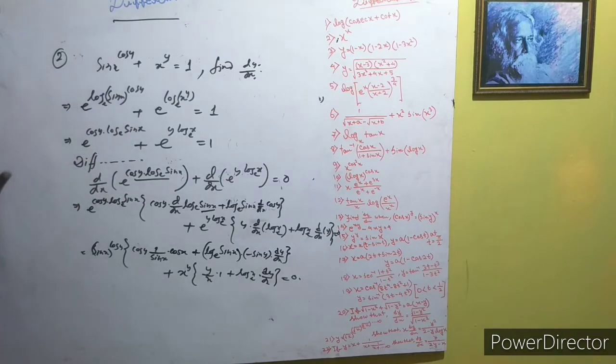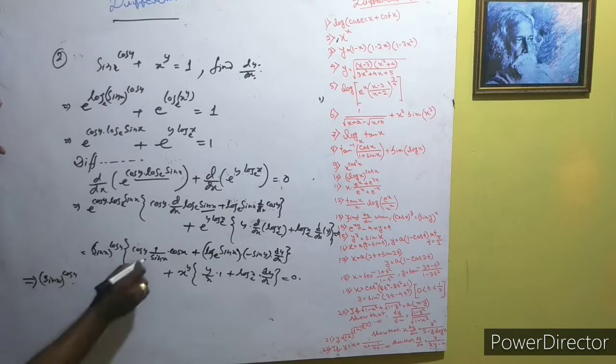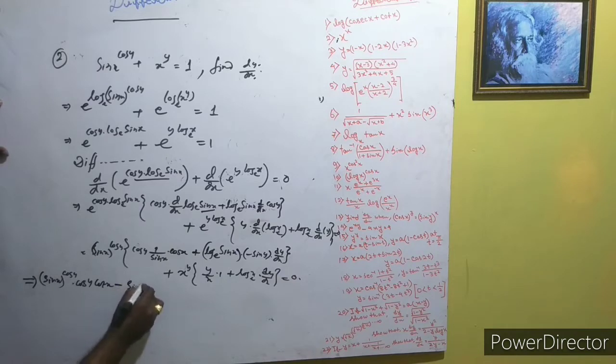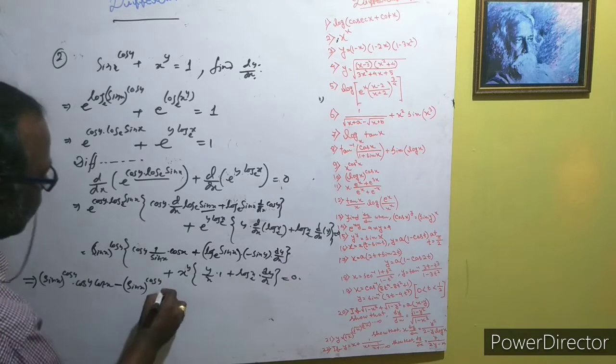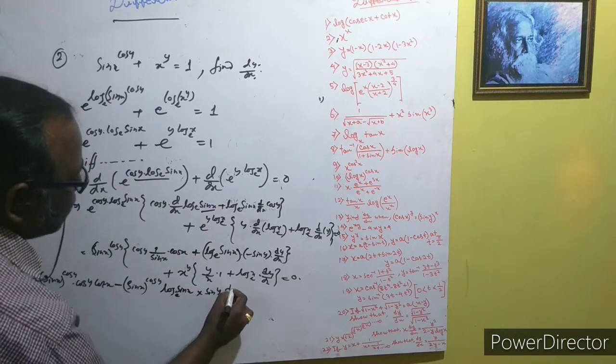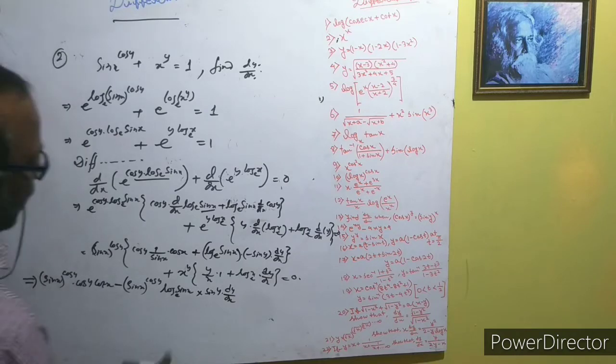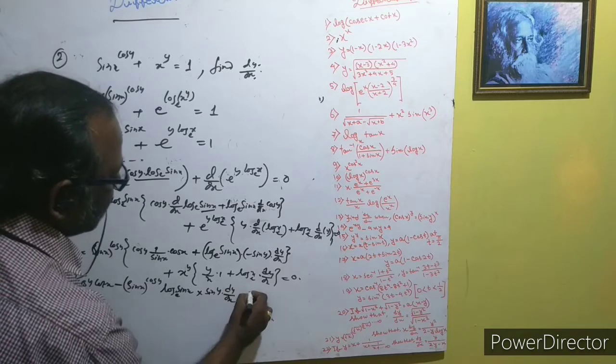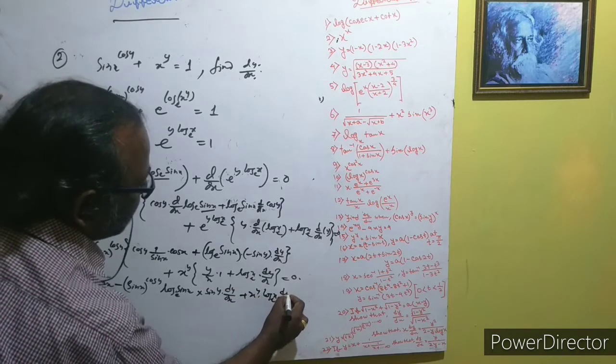So now find dy by dx. We have to take dy by dx common from these two terms. So first we multiply this with this and this. Then we get sin x to the power cos y, and cos y, and cos y sin x is cot x. And also this is a minus, so sin x to the power cos y into log sin x to the base e, and here sin y and also dy by dx. And first we multiply this with this, and that is x to the power y log x to the base e, and here dy by dx.